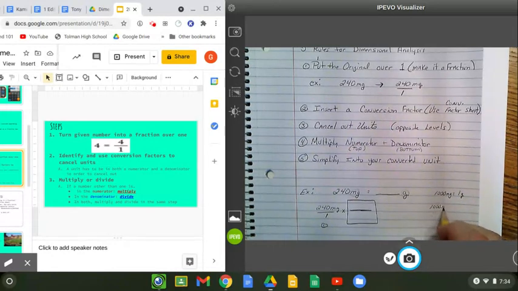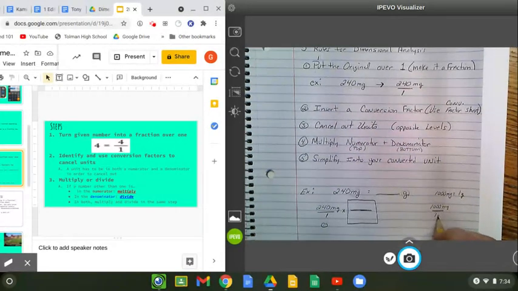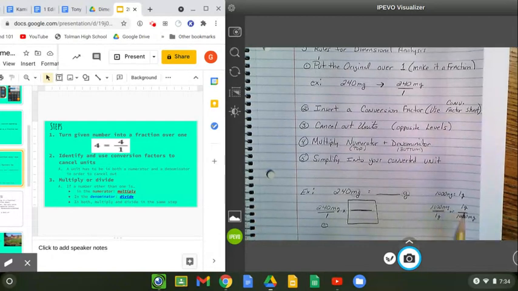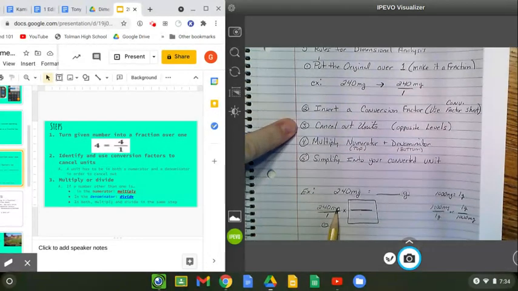Remember, I can write it 1,000 milligrams over 1 gram, or I can flip it and write it this way. So I have to determine which way I'm going to write it in this problem. One easy way to determine that is to look at your unit up here. In step 3, in order to cancel out units, they have to be on opposite levels. So I want to make sure that I put my milligrams down here and my grams up top, because I'm going to be canceling out the milligrams.